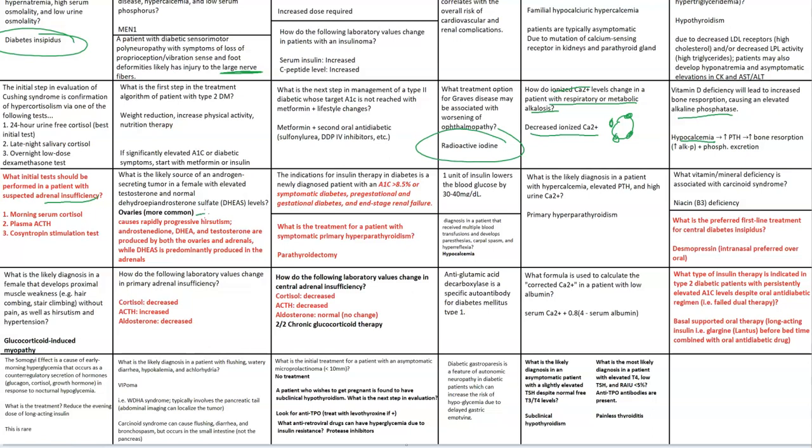What vitamin and mineral deficiency is associated with carcinoid syndrome? That's niacin or B3 deficiency. Which is the preferred first-line treatment for central diabetes insipidus? That's desmopressin. Intranasal is preferred over oral.